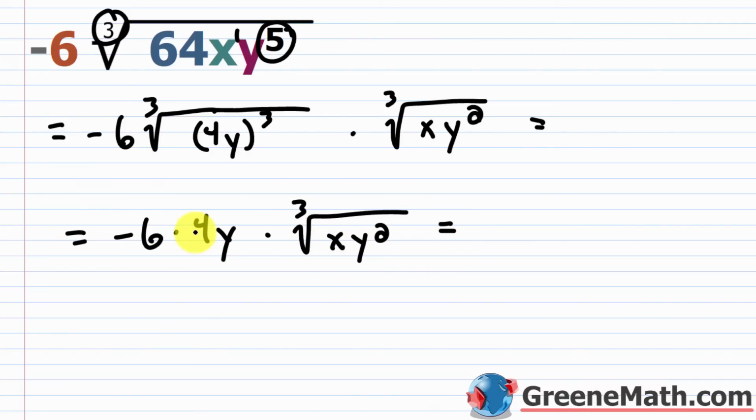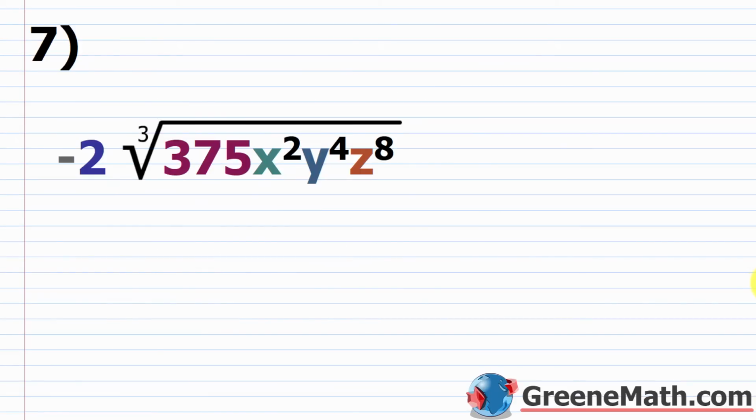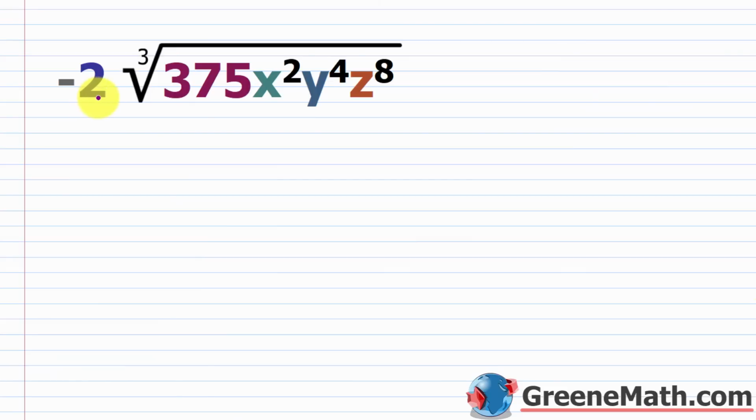Okay. Now all we really have to do is simplify here. Negative 6 times 4 is negative 24. And then y, and then times the cube root of xy squared like this. All right, let's look at problem number 7. So we have negative 2 times the cube root of 375x squared y to the 4th power z to the 8th power. Let me start by factoring 375.